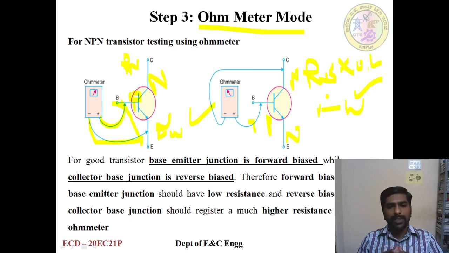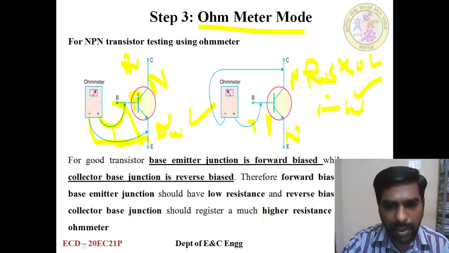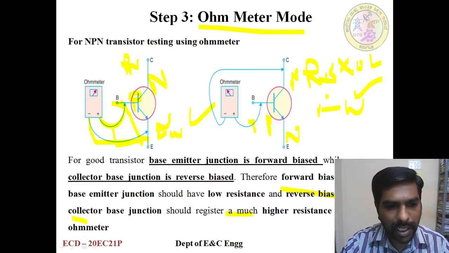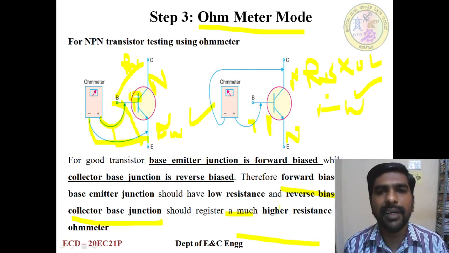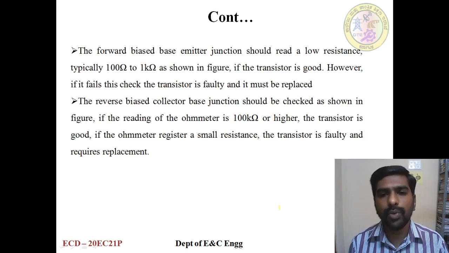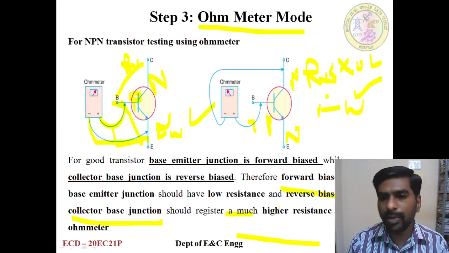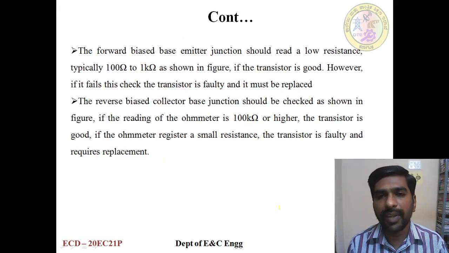The forward biased base emitter junction should give low resistance, and the reverse biased collector base junction should give a much higher resistance or an open OL reading. This says the transistor is working. This way we can do the transistor testing, and you can apply the same procedure to the PNP, but the polarity is different. You need to go by the symbol.